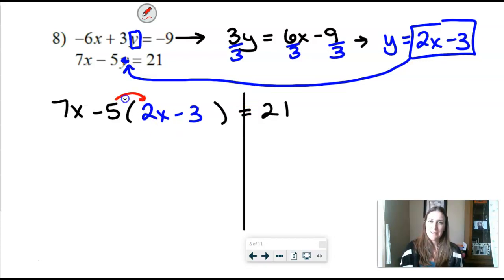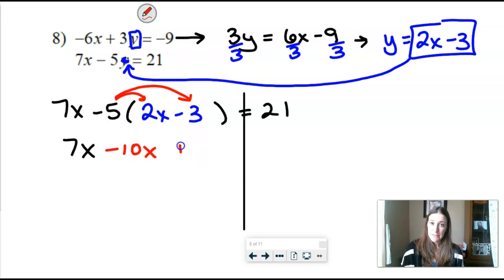Alright, we are going to have to clean this side up quite a bit. We have a -5 to distribute. So we still have a 7x, but this becomes a minus 10x. And then a plus 15. It still equals 21.